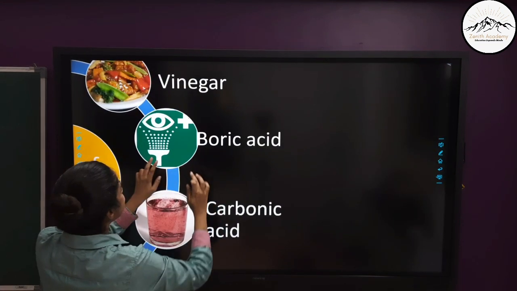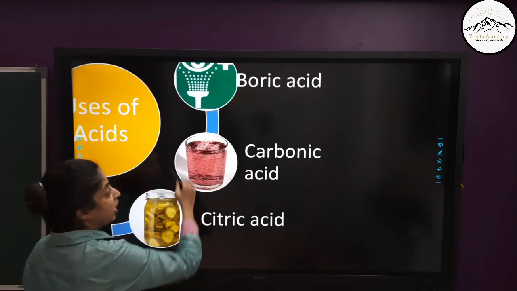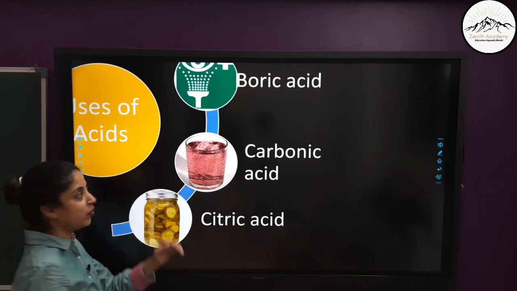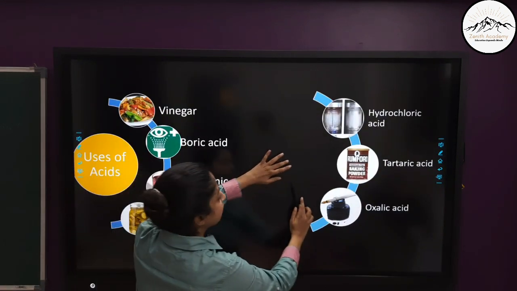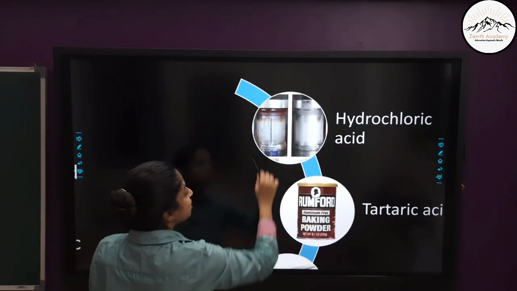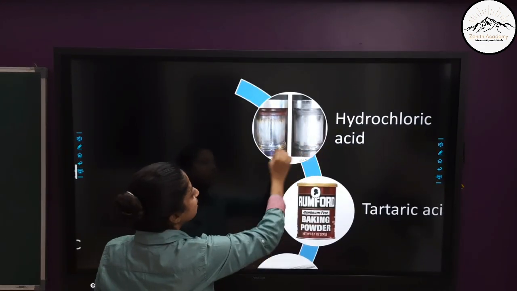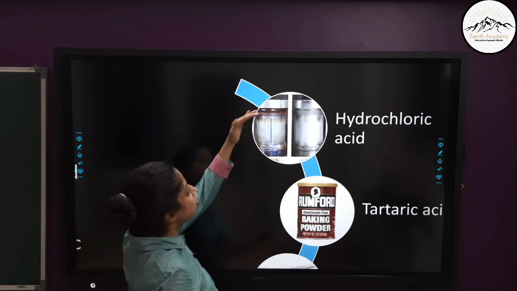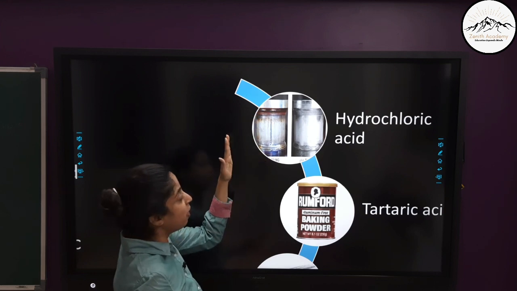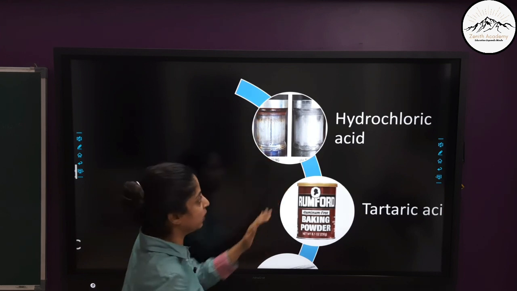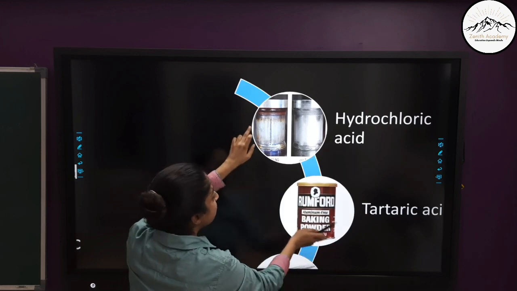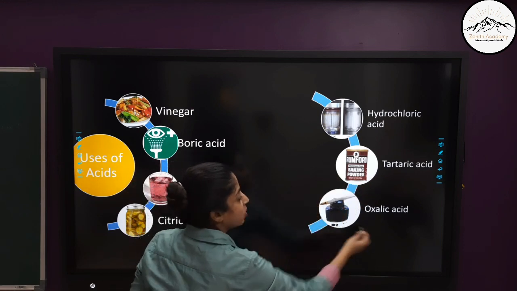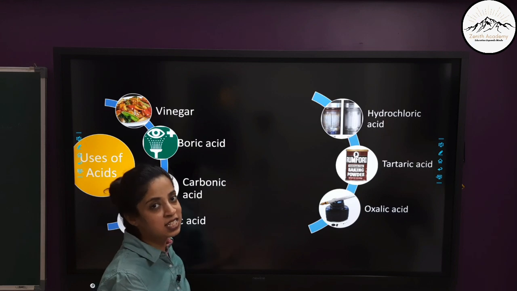Here I have given you interesting logos so that you can remember. Then in flavored drinks, carbonic acid is used, and in food preservation, citric acid is used. Here this is a very interesting use. This is known as pickling of metals. Here you can see these 2 metal pipes. This is having a lot of stains and rust. So the removal of these stains by using an acid is known as pickling of metals. So here hydrochloric acid is used in pickling of metals. Tartaric acid is used in making baking powder, and oxalic acid is used as an ink stain remover.